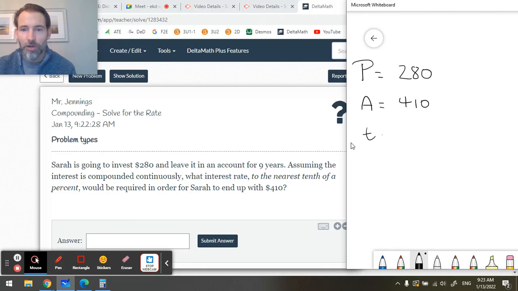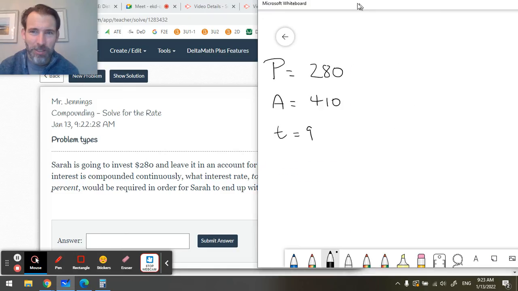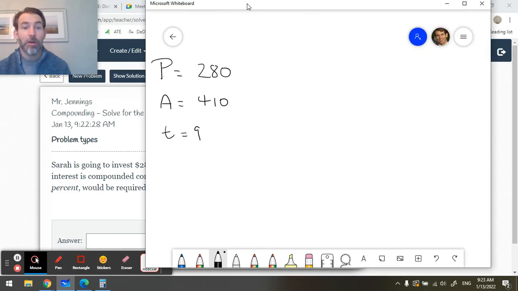What interest rate? The time here is 9 years. And what interest rate does she need to do this? I'm going to guess 6%. But I'm really not sure. Maybe a little less, maybe a 5 or 4. Okay, somewhere between 4 and 6. I give myself a bit of margin for error, and we're compounding continuously.